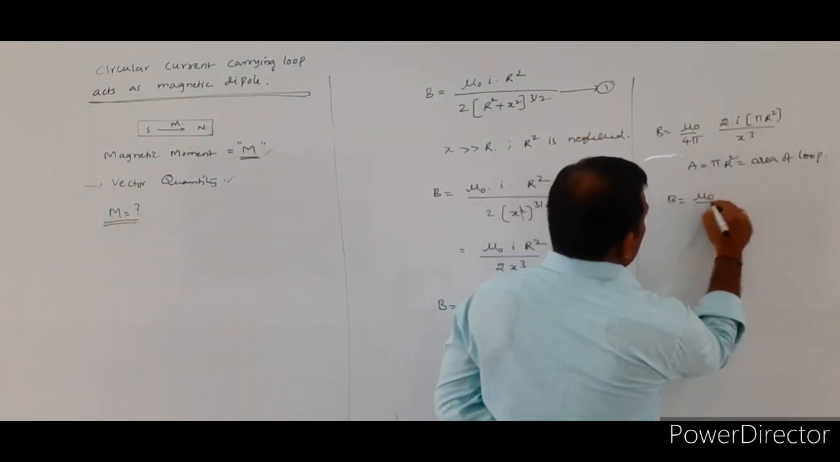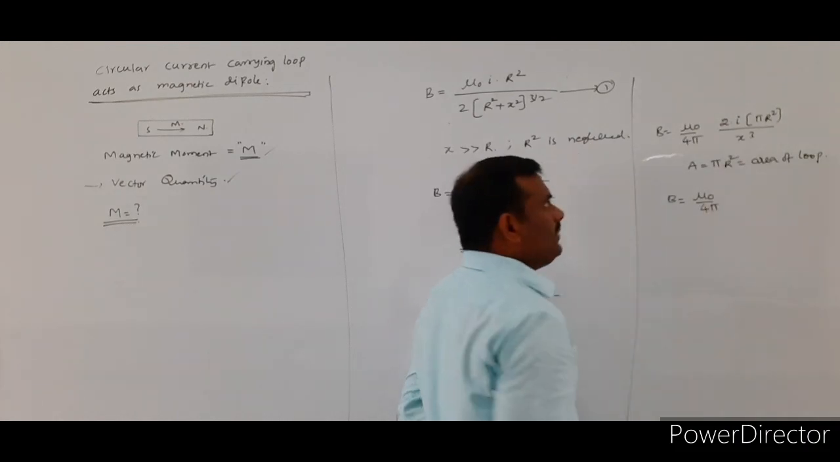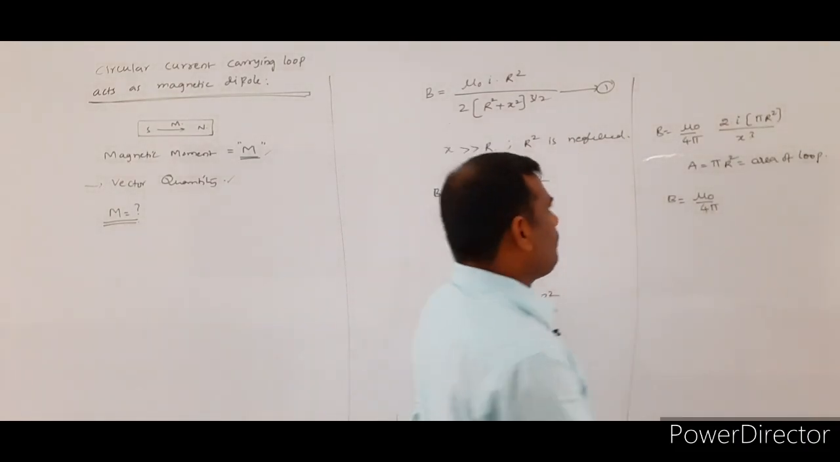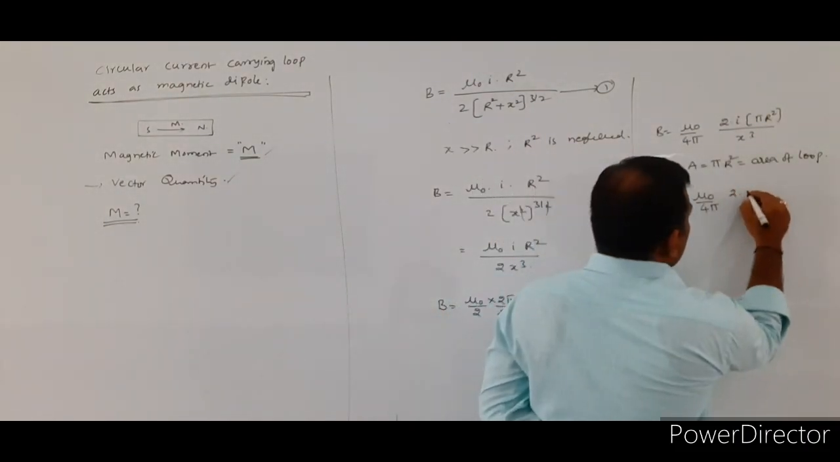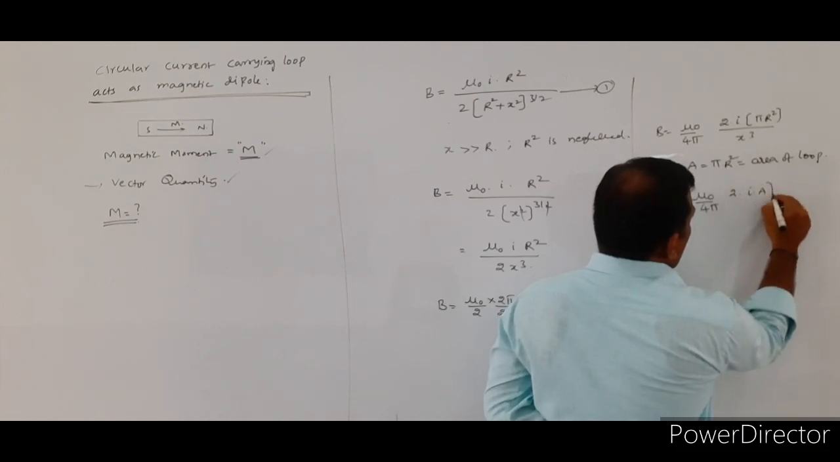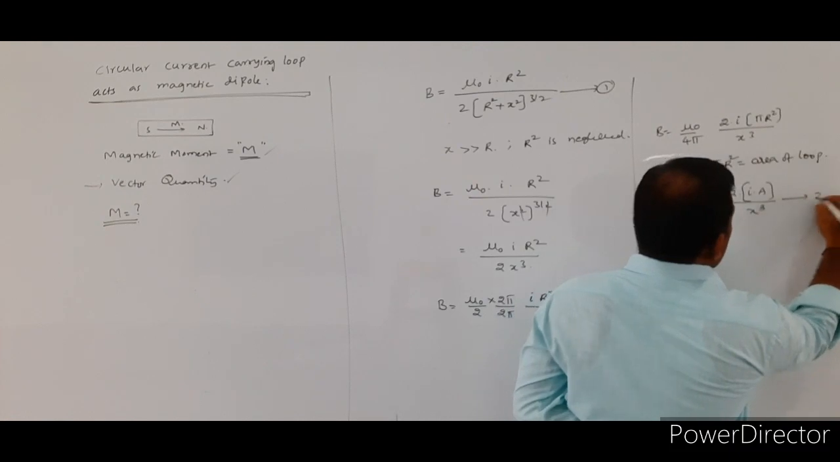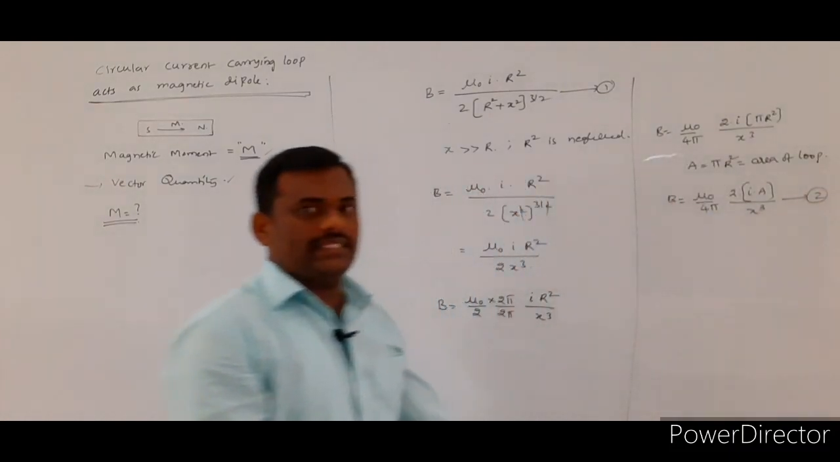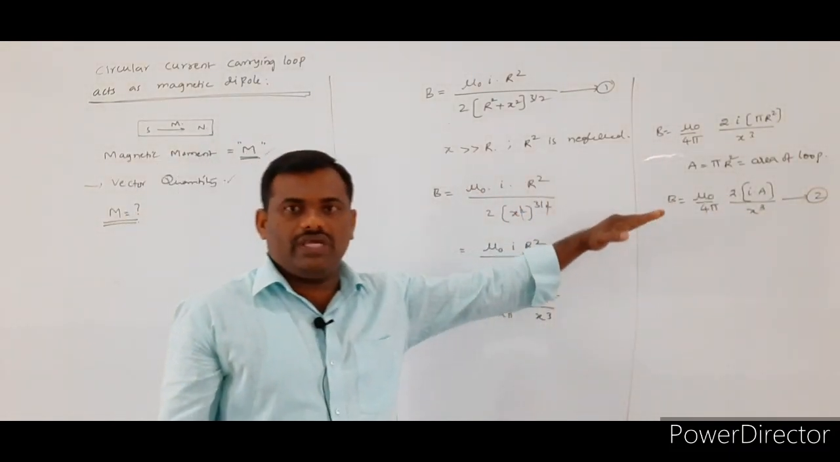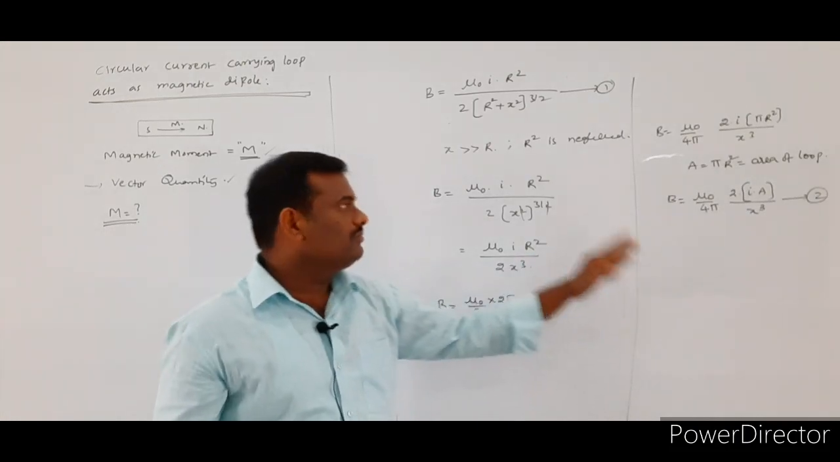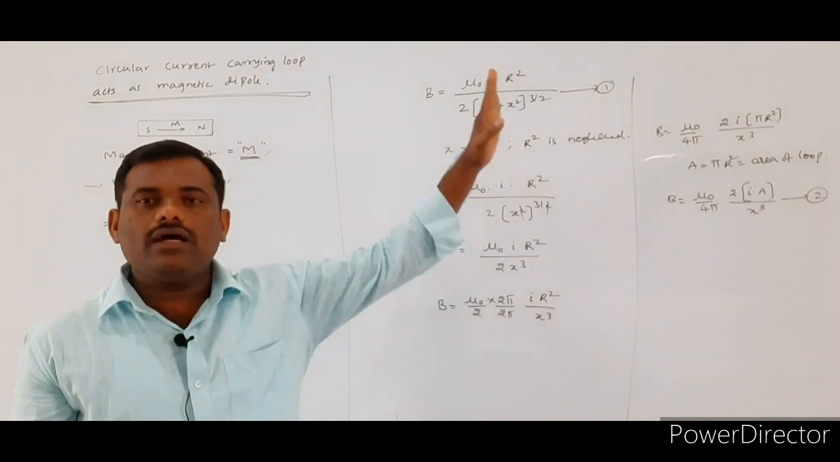Now the above equation becomes B is equal to mu naught by 4 pi, 2 into I into A by x cube. This is the final equation we got when we assume x is much greater than r.